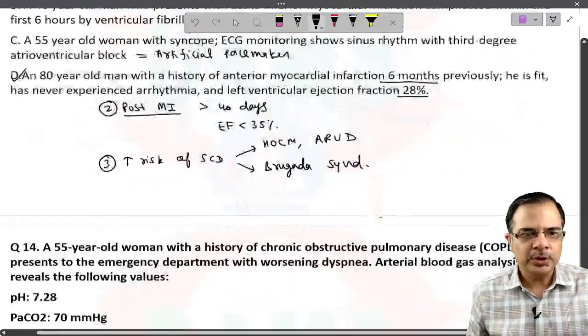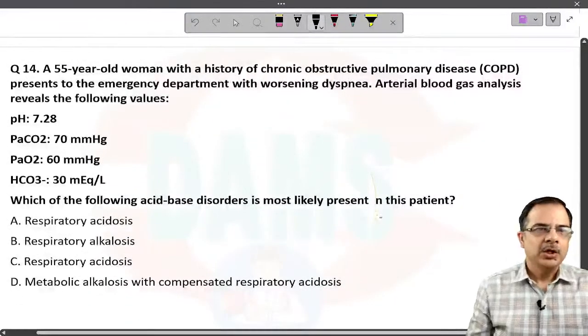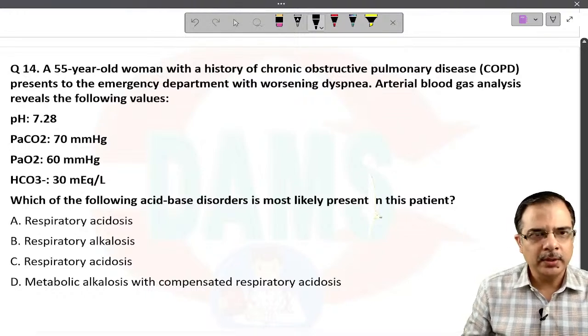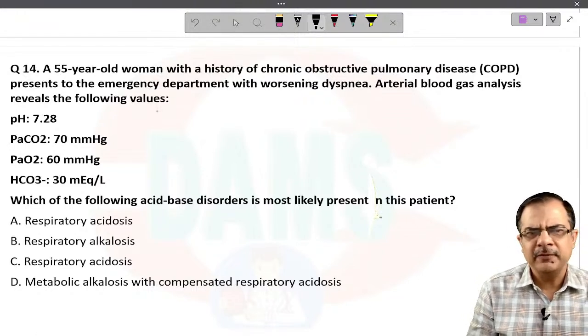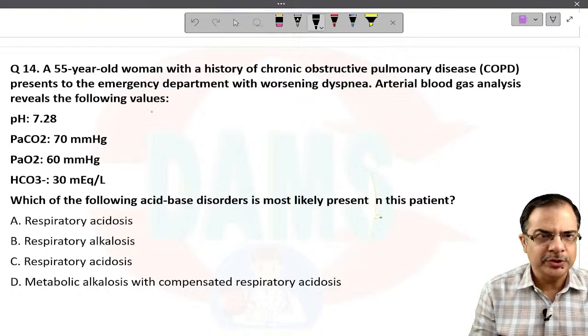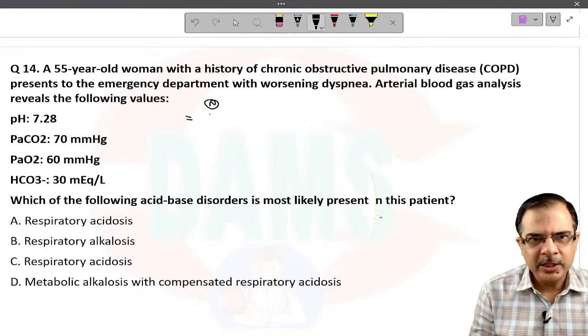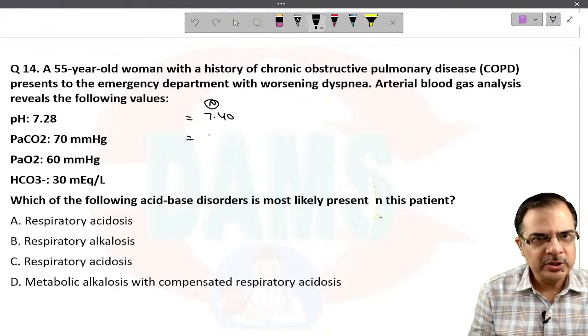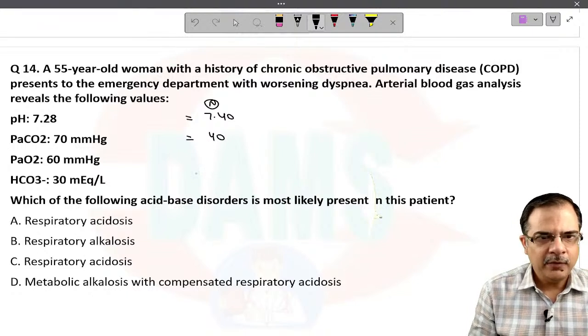Now come to question number 14. Question number 14 is on acid-base balance. These are the parameters given to you, and these are again very simple questions. But you should know the normal values. Normal pH for calculation purposes is 7.40, CO2 is 40, and bicarbonate is 24.